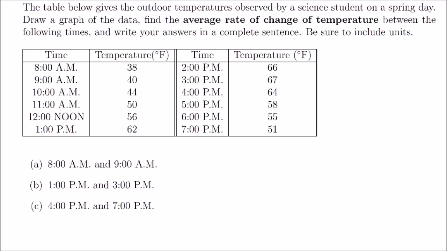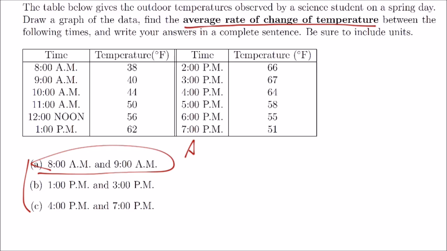Now let's answer the second set of questions. Let's find the average rate of temperature change between those points. Let's do the first one here. The average rate of change between 8 a.m. and 9 a.m. is measured by temperature evaluated at 9 minus T evaluated at 8, divided by 9 minus 8.